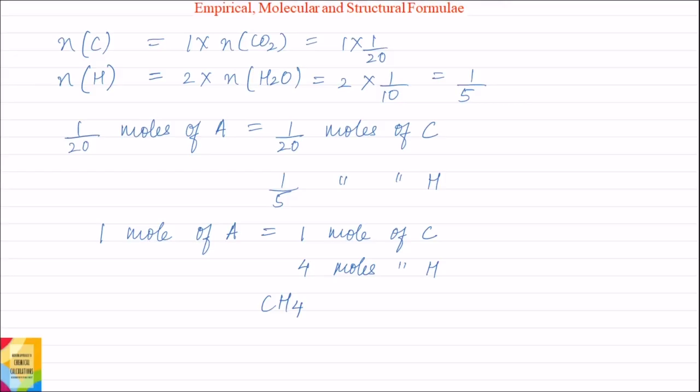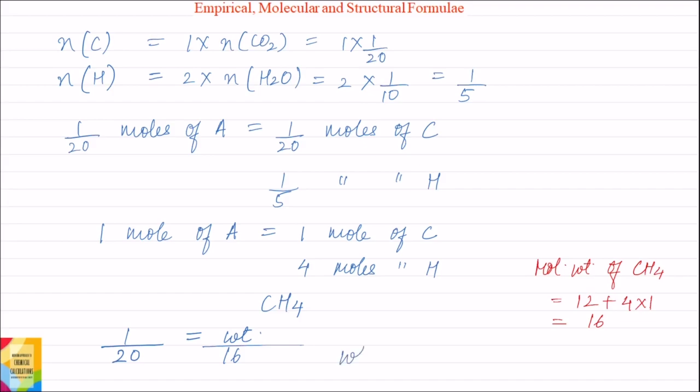Now the number of moles of the hydrocarbon is 1 by 20, which is also equal to weight of the hydrocarbon divided by molecular weight of the hydrocarbon. Now what will be the molecular weight of CH4? It will be equal to the atomic weight of carbon, that is 12, plus 4 into the atomic weight of hydrogen, which is 1, so it is equal to 16. So weight divided by the molecular weight of the hydrocarbon, that is 16, will give the number of moles. Solving this equation, weight of CH4 will be equal to 0.8 grams.